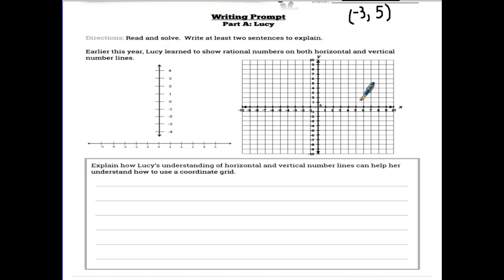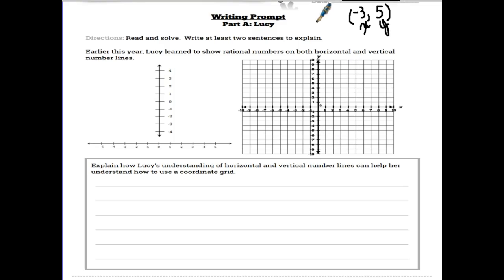And you also need to remember you're going to plot x first and y second. So in your explanation, you need to include where you would find your x. Where are you going to look for? Remember, you've got positive numbers to the right, negative numbers to the left. And when you want to plot your y, you're looking at your vertical number line. Positive numbers above 0, negative numbers below 0.